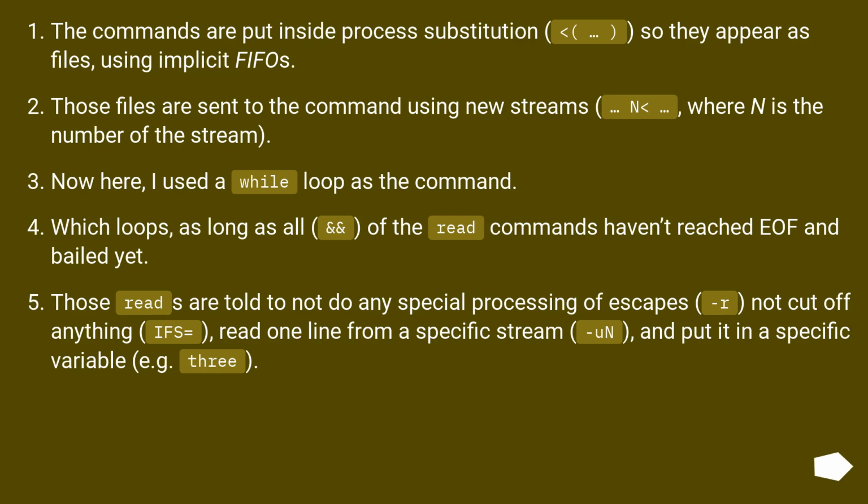Now here, I use the while loop as the command, which loops as long as all of the read commands, joined with &&, haven't reached EOF and bailed yet. Those reads are told to not do any special processing of escapes, -r, not cut off anything, IFS=, read one line from a specific stream, and put it in a specific variable, for example 3.